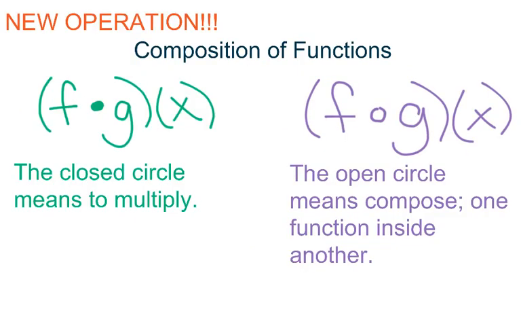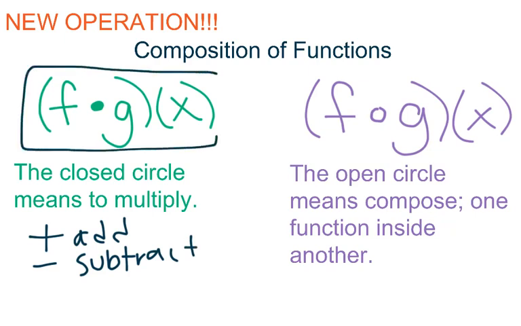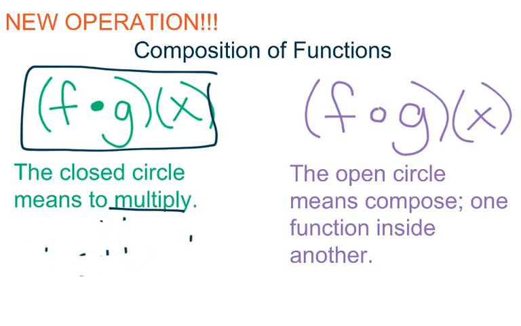Okay, so this is a new operation. When we see a plus sign in math, we know it means to add. When we see a negative, we know that means to subtract. And if we ever see this dot right here, we know that means to multiply. So anytime we see a closed circle, that means we're going to multiply.